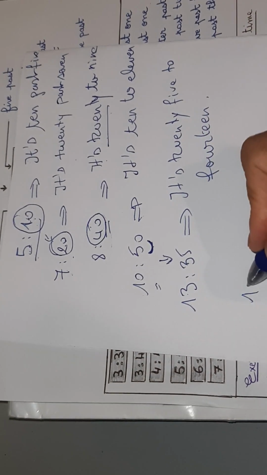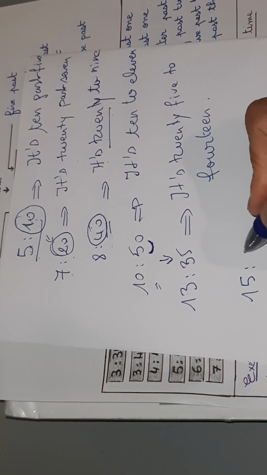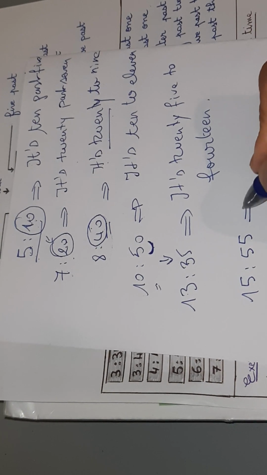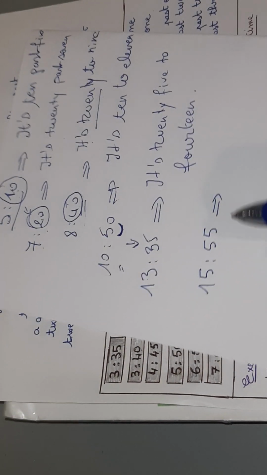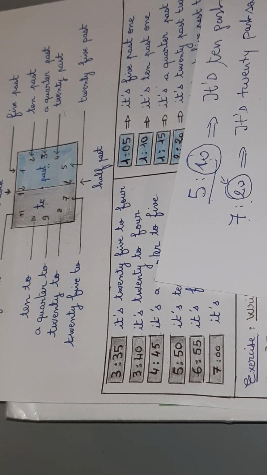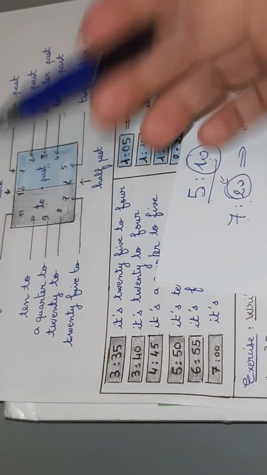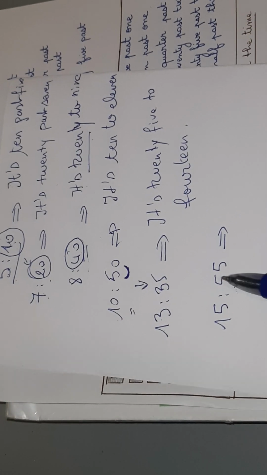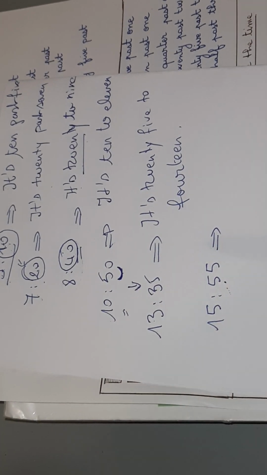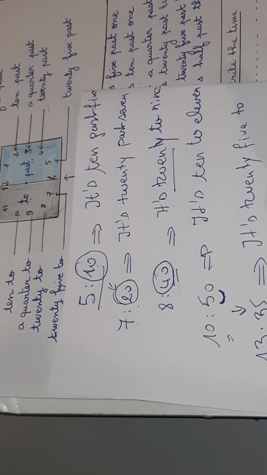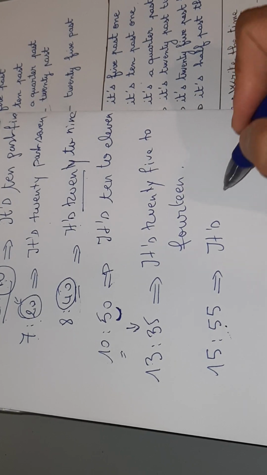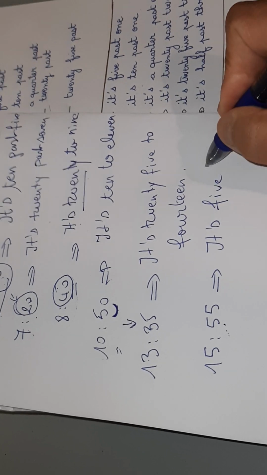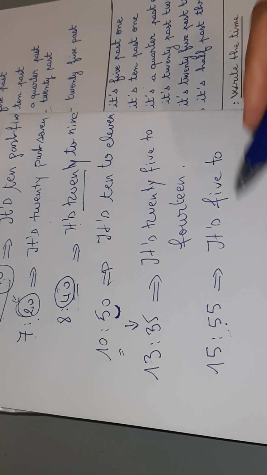Another example. In this example, are we in the first part or in the second part? In which part are we? We're in the second part. Excellent. So how many minutes do we need to reach 16? We need only 5 minutes to reach 16. So we say it's, give me the answer. It's 5 to 16. Very good.